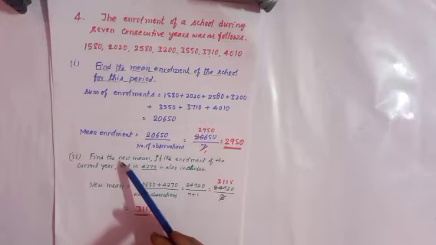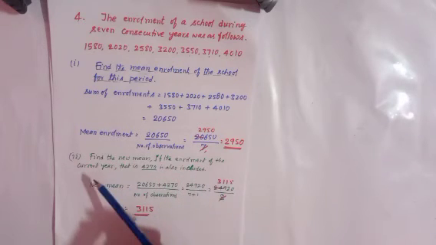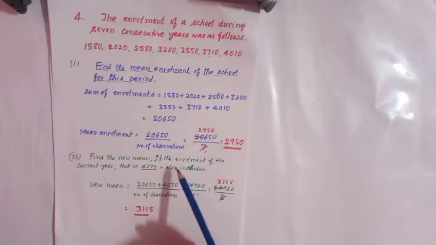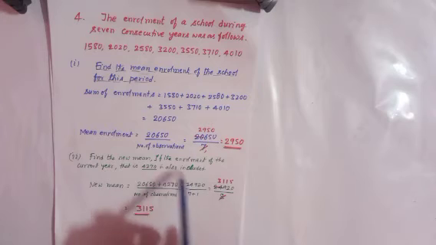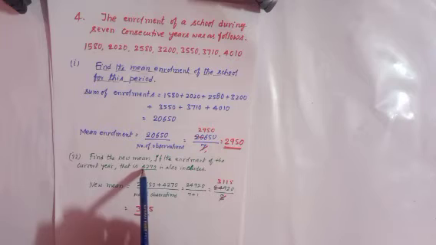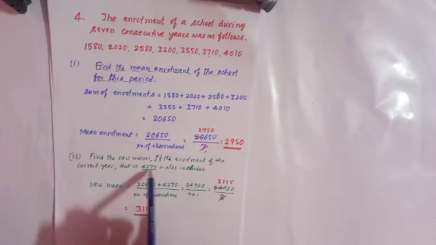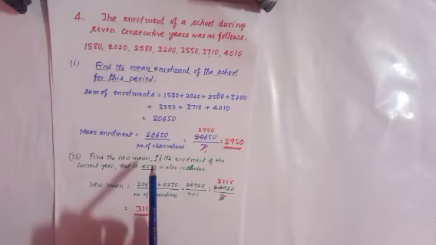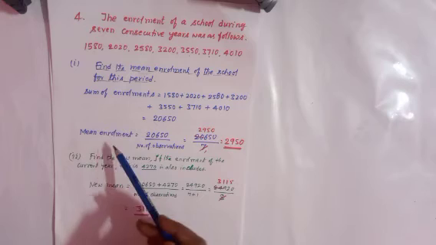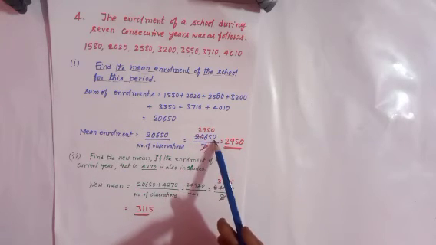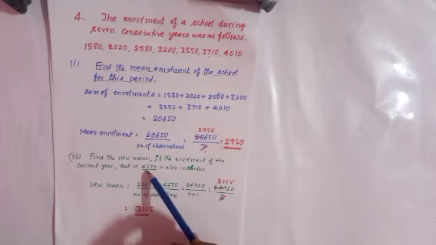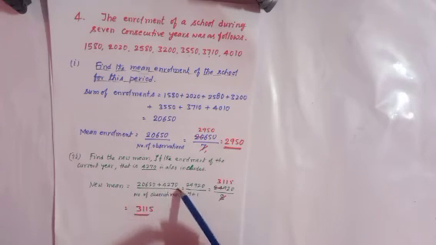Next question is: find the new mean if the enrollment of the current year, that is 4,270, is also included. When this is included, we have to find the new mean. New mean equals, so how much did we get here? 20,650. For this, when we add the enrollment of the current year, that is 4,270, how much will it become?